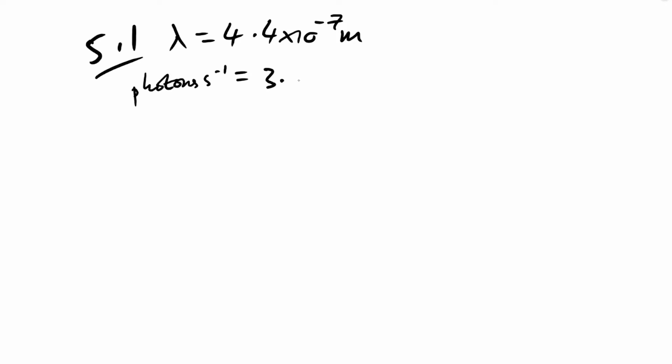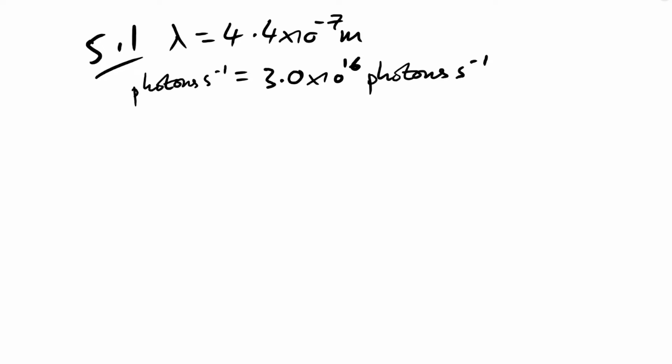5.1, we're talking about an LED. We have a wavelength of, well, let's go with 4.4 times 10 to the minus 7 meters, turn it into meters. We have the rate of photon emission, so we're going to say photons per second is 3.0 times 10 to the 16. I'm going to write down photons per second here, just like question 4 there.